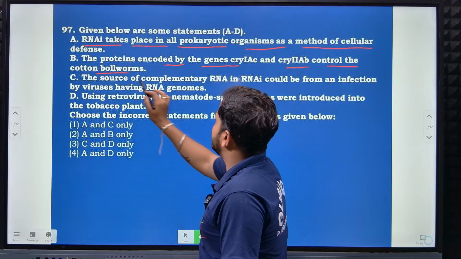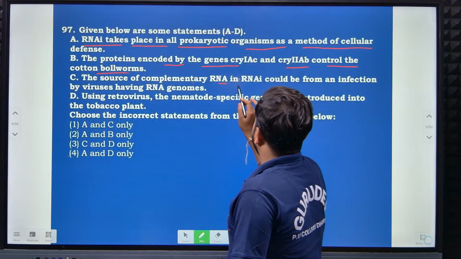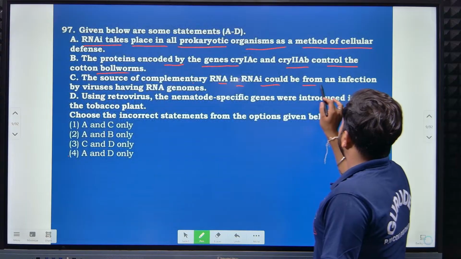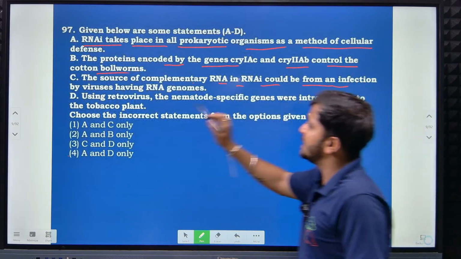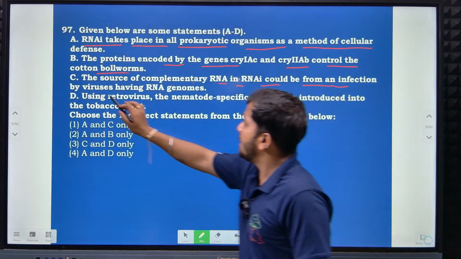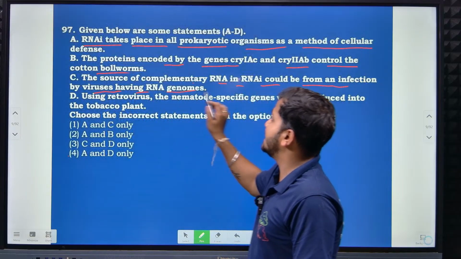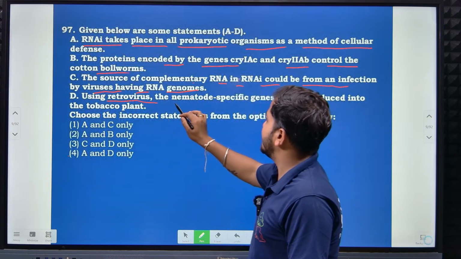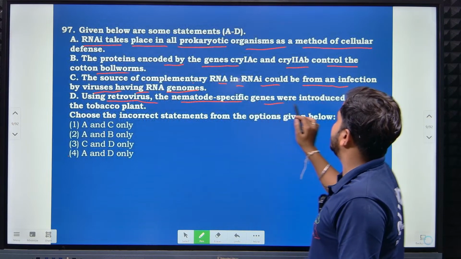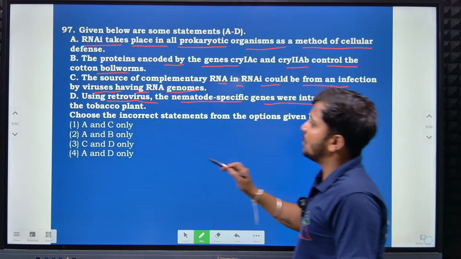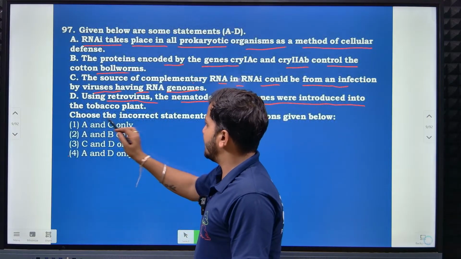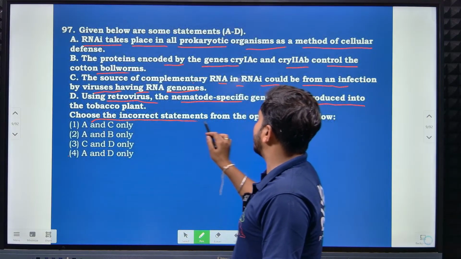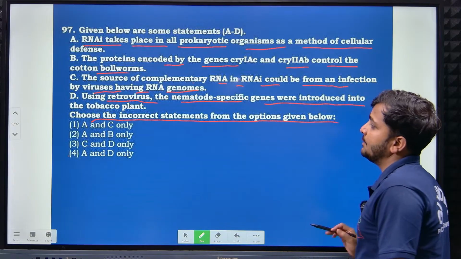Then the source of complementary RNA in RNAi could be from infection by viruses having RNA genomes, right? Then, using retrovirus, the nematode-specific genes were introduced into the tobacco plant, right? So based on that, choose the incorrect statement from the options given below, right?